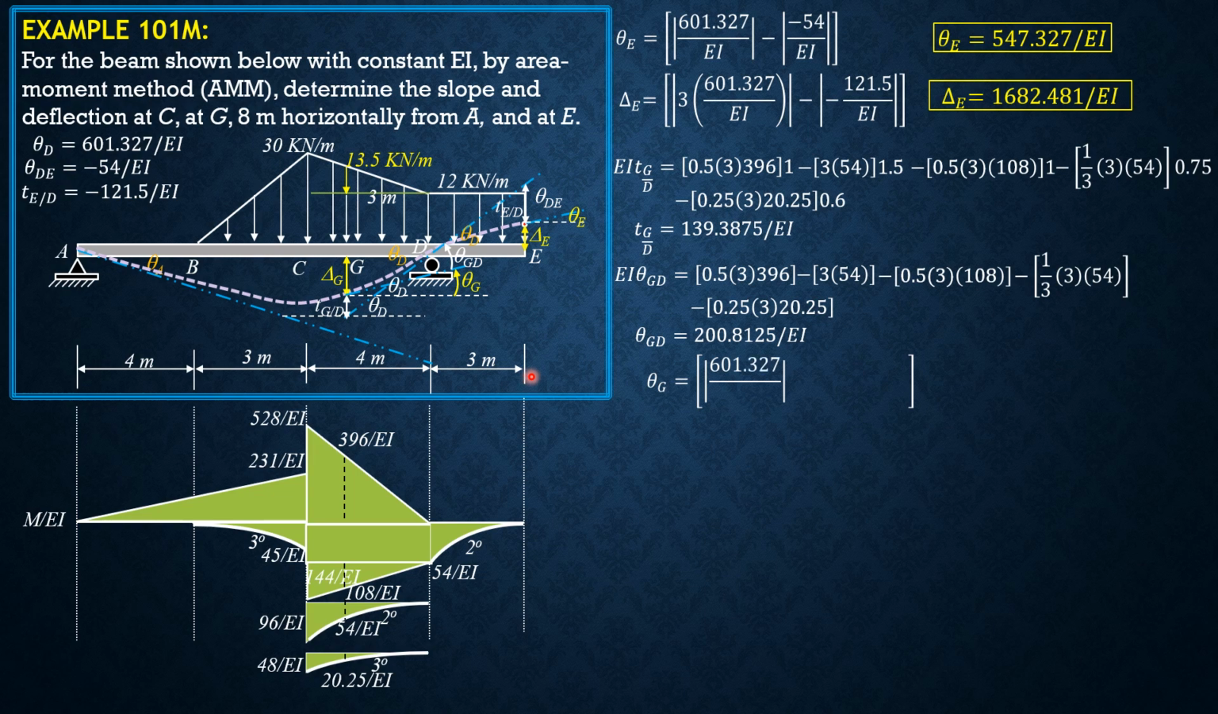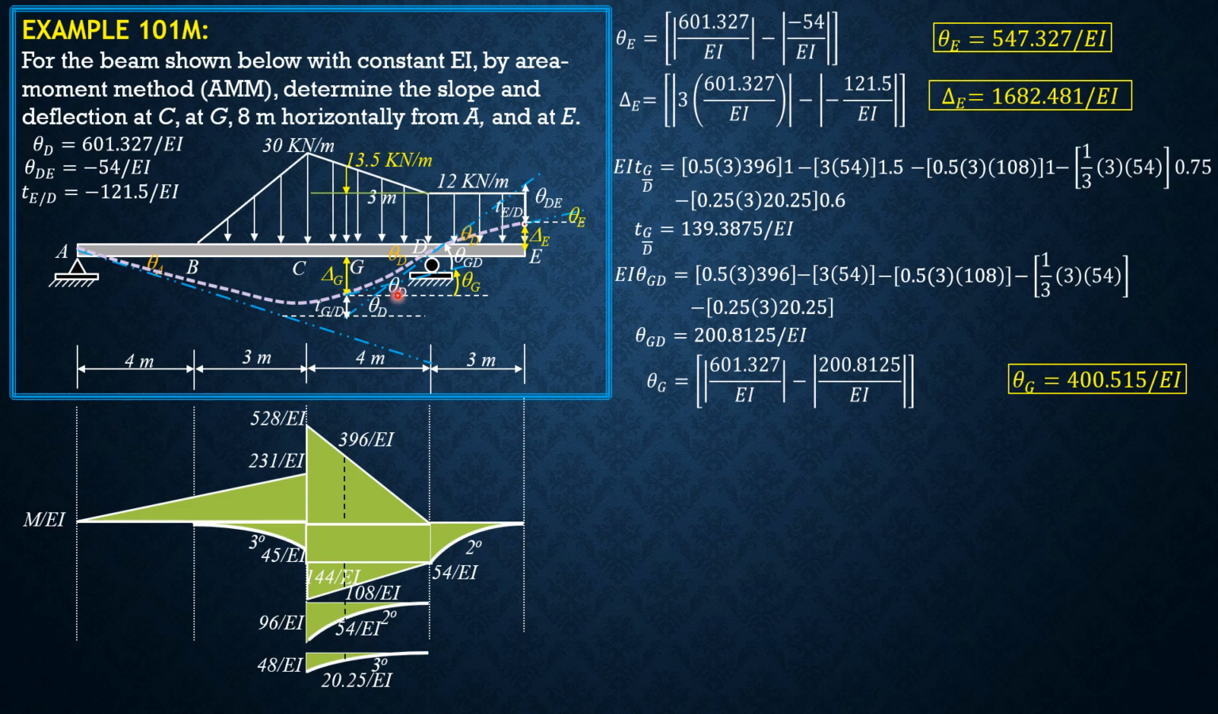So theta G is absolute value of theta D, which is 601.327 over EI, minus absolute value of theta GD, 200.8125. So theta G can now be computed, and it is equal to 400.515 over EI. So you compare that with our answers in example 100M. They are equal.